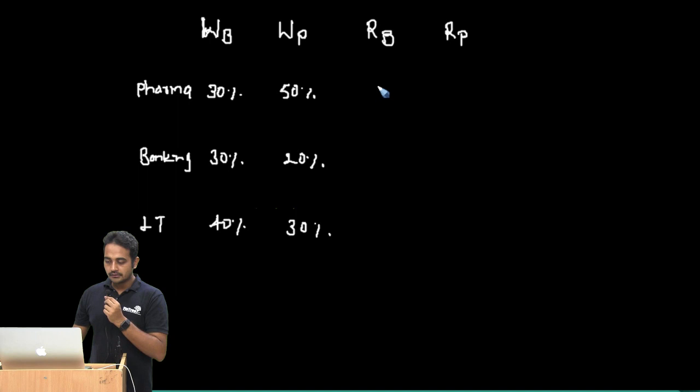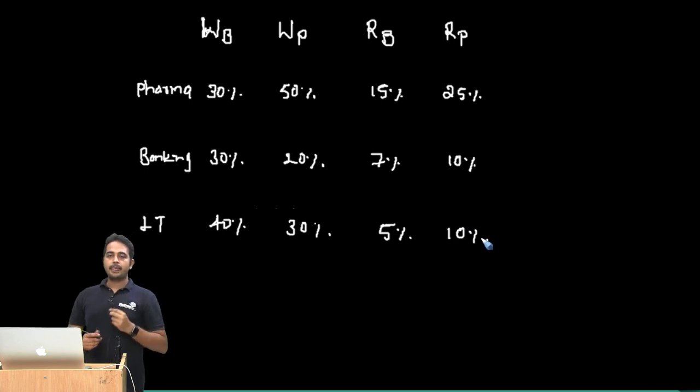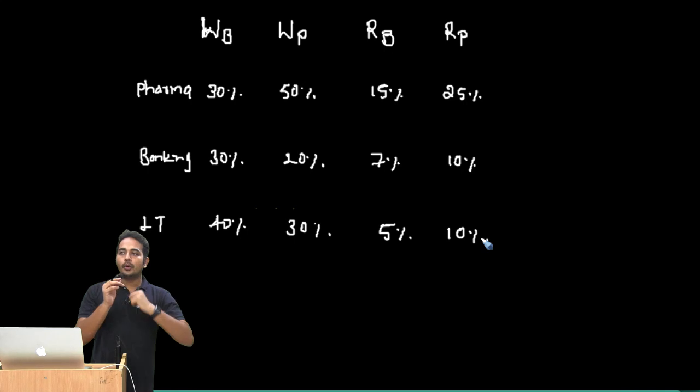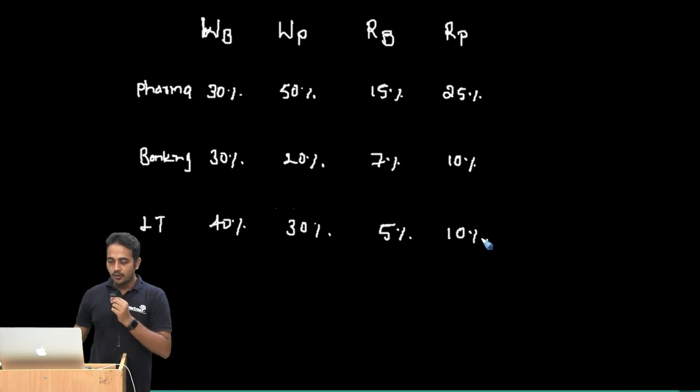Return on the benchmark: 15, 7, 5. Return on the portfolio: 25, 10 and 10%. Now we are going to do one comprehensive example, and in this example itself we are going to cover all aspects of performance attribution. I don't want you to write, just observe carefully.